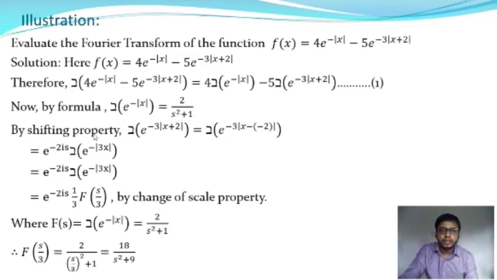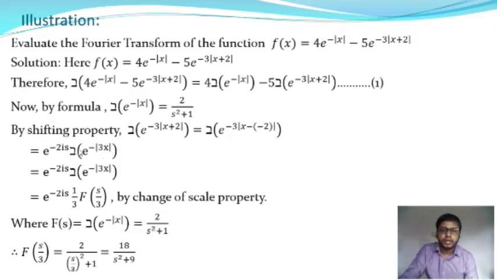Now by the shifting property, F of e to the power minus 3 into mod of x plus 2 will be F of e to the power minus 3 into mod of x minus of minus 2. So from the shifting property, it will give e to the power minus 2is into F of e to the power minus modulus of 3x.